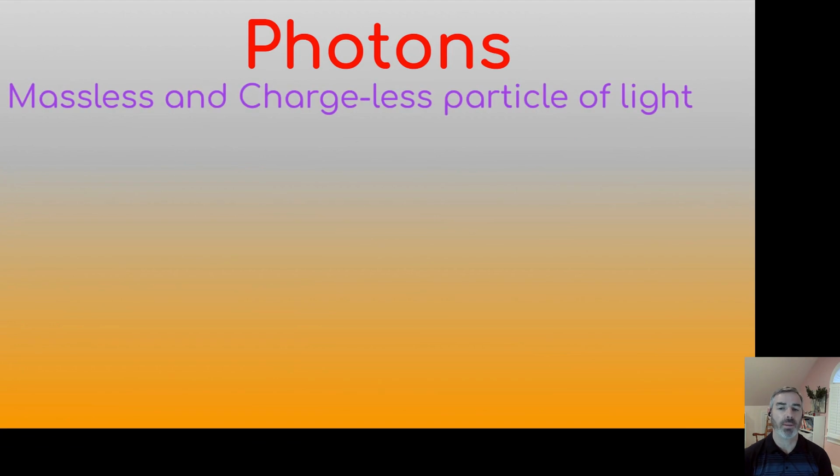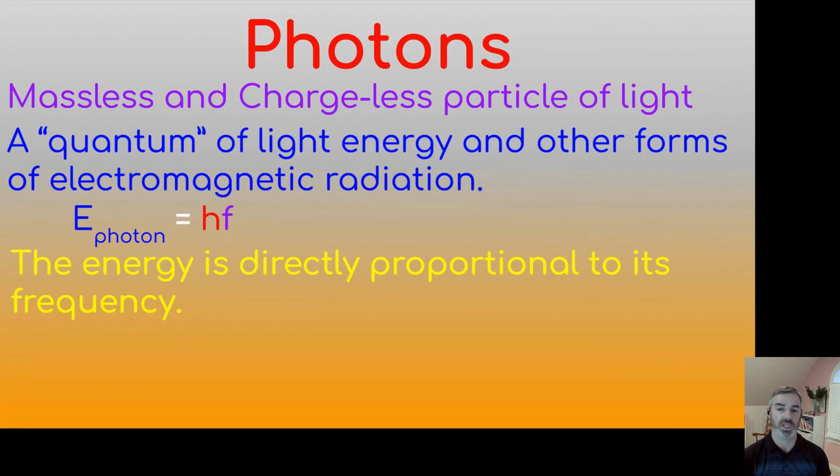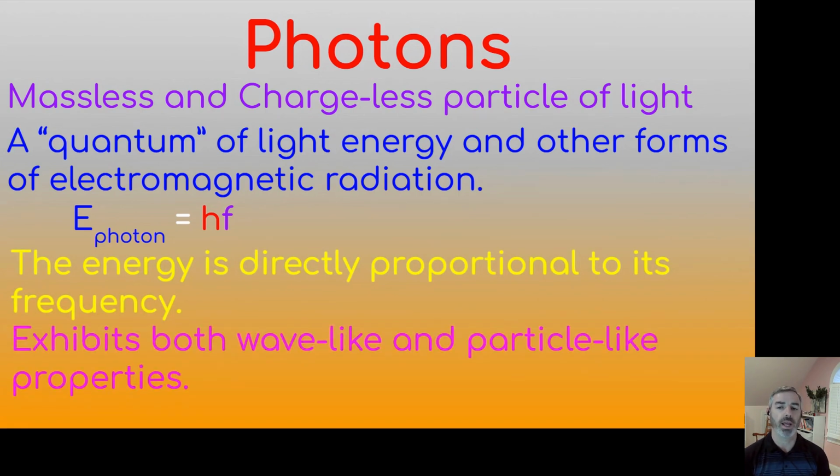So a photon is a massless and chargeless particle of light, or pocket of light, a quantum of light energy and other forms of electromagnetic radiation. Quantum just means the smallest amount of something. So this is the smallest amount of light, the smallest amount of energy that can be transferred. And the energy of a photon can be calculated by multiplying the frequency times Planck's constant. Now, the energy is directly proportional to its frequency and exhibits both wave-like and particle-like properties.